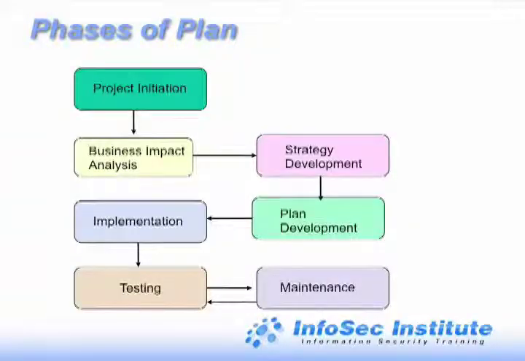Okay, phases of the plan, something to memorize. You need the project, it starts. You do your BIA first, after the project has been basically okayed by upper management. You develop the strategy, plan development, implementation, and then testing and maintenance.